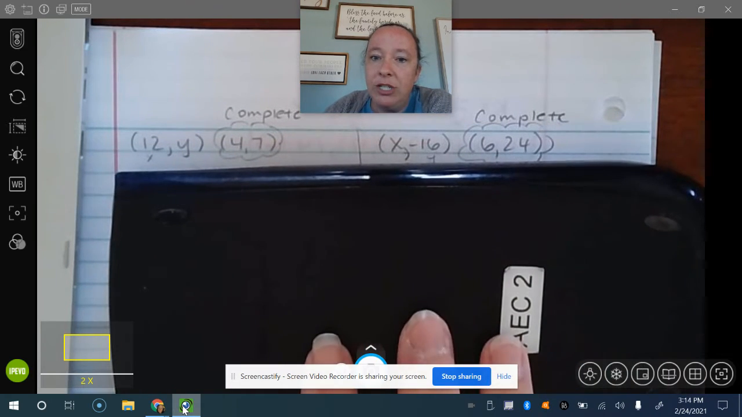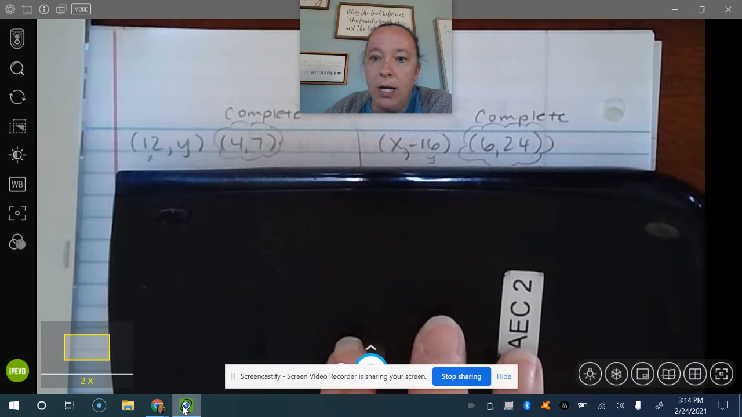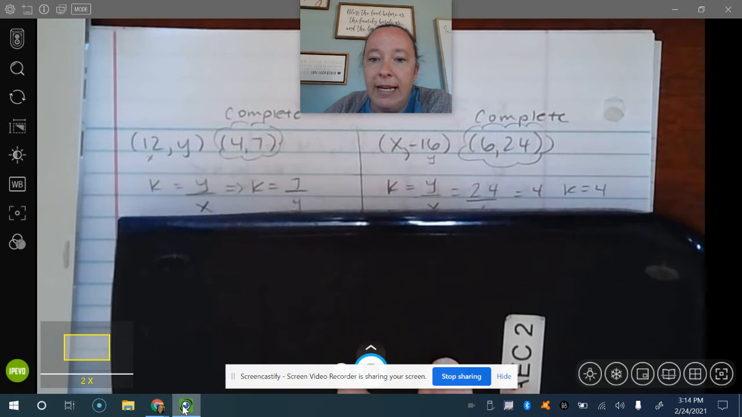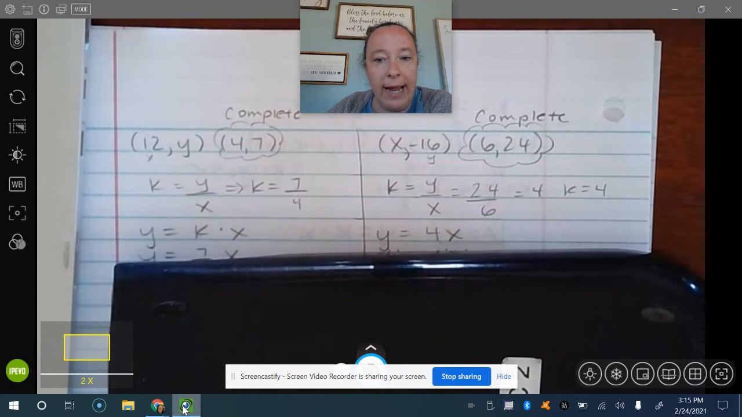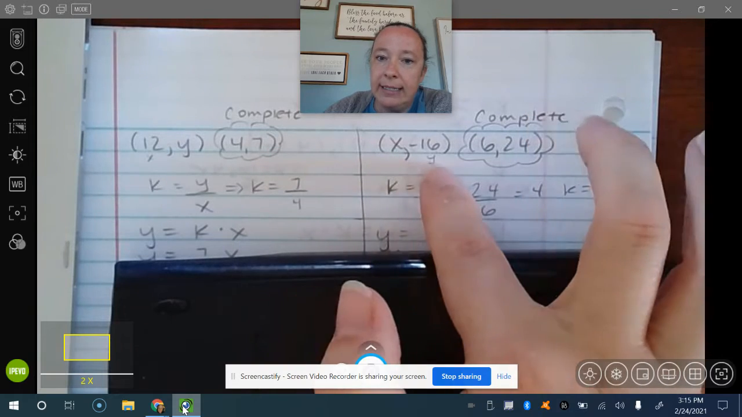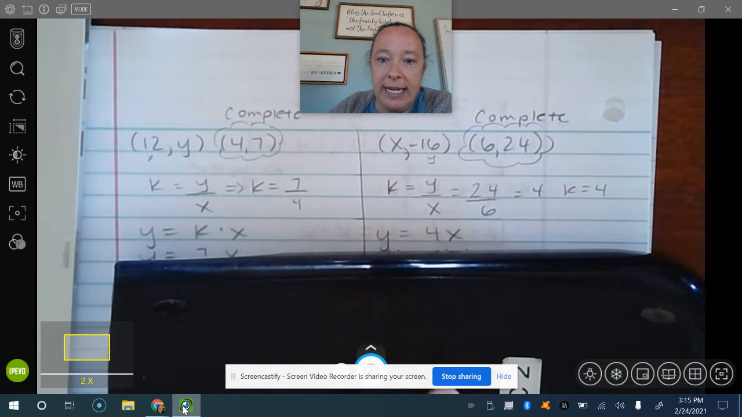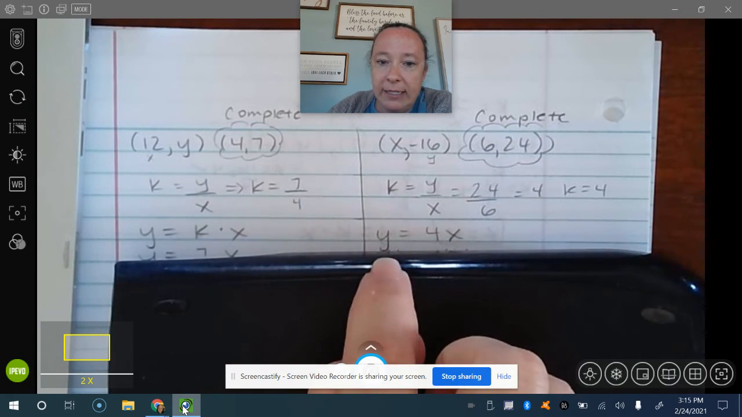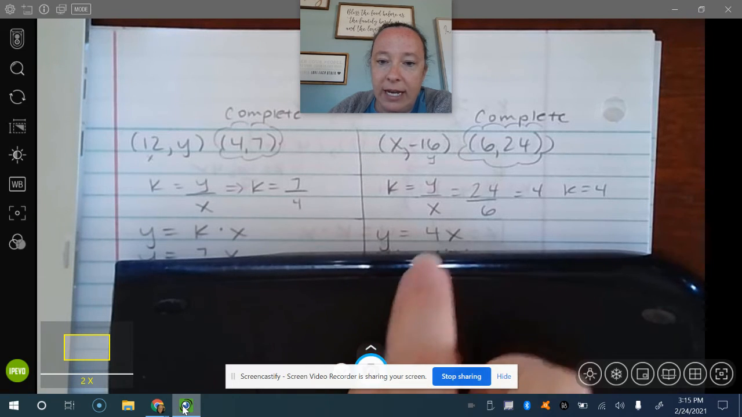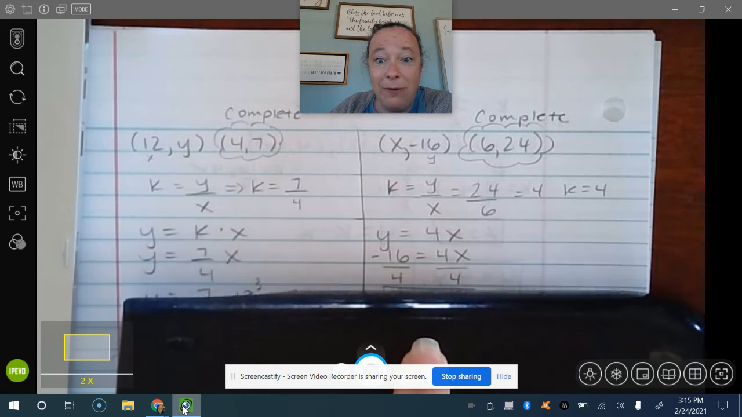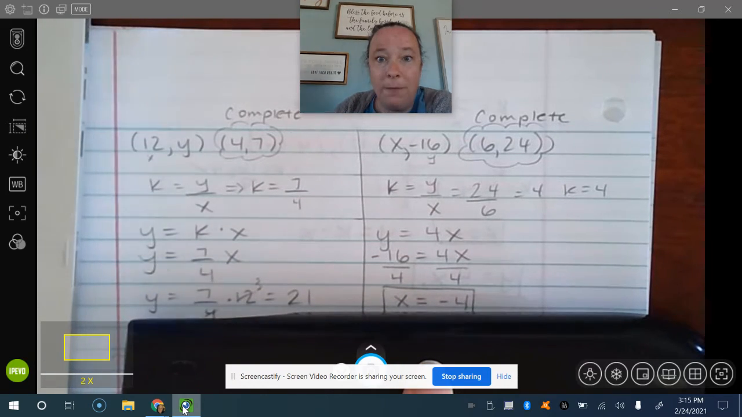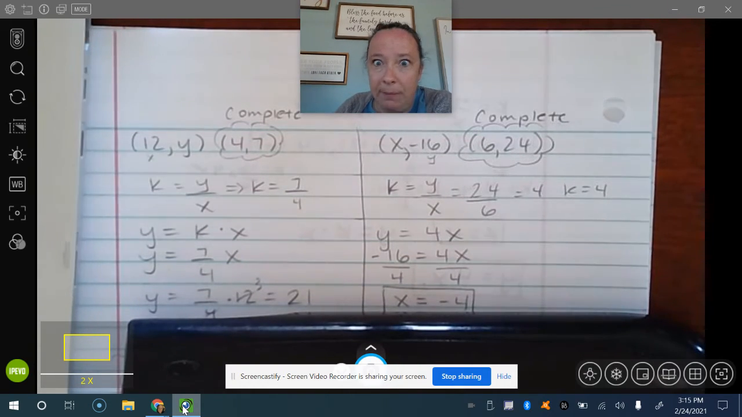And this is the top right one that you'll see on this slide. The complete information is right here, 6 and 24. So we need to find K. It's y over x, so 24 over 6. And we get K is 4. Your equation is y equals 4x. Now we need x, and we're given that y is negative 16. So we put negative 16 into this y spot. So negative 16 equals 4x. And then we want to solve for x. So we just divide both sides by 4, and we get x is negative 4. So that's the top right example.